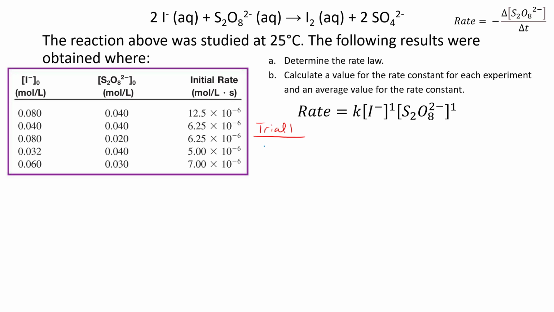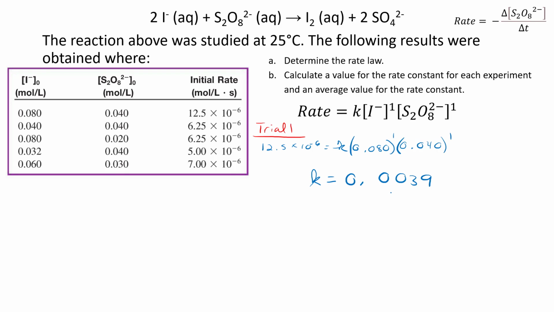So trial 1's rate is 12.5 times 10 to the negative 6 equals K, which is what we're solving for, times 0.080 to the first, times 0.040 to the first. Plug all that into your calculator, and you're going to solve, and you're going to get K equals 0.0039. But what are my units?